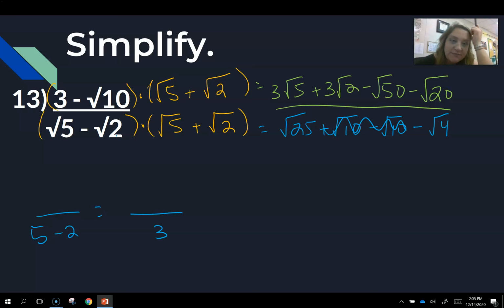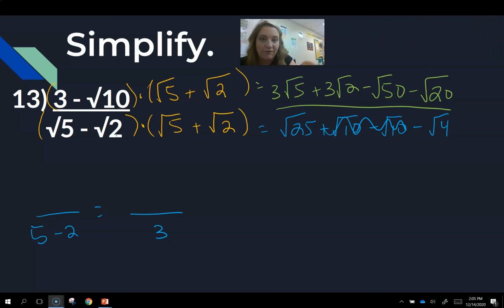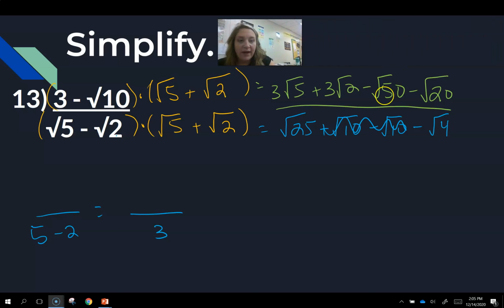We have to simplify those pieces on the end. I'm going to move my face. We actually did this one earlier, the square root of 50. We know that that is 25 times 2, so that's going to simplify to 5 square root 2 right here. Here, negative square root 20, that is 4 times 5. Square root of 4 is 2. So that simplifies.